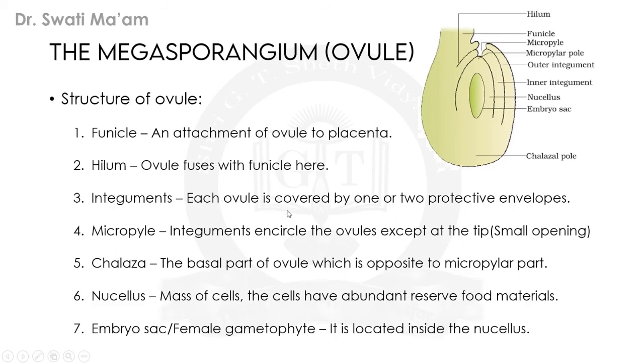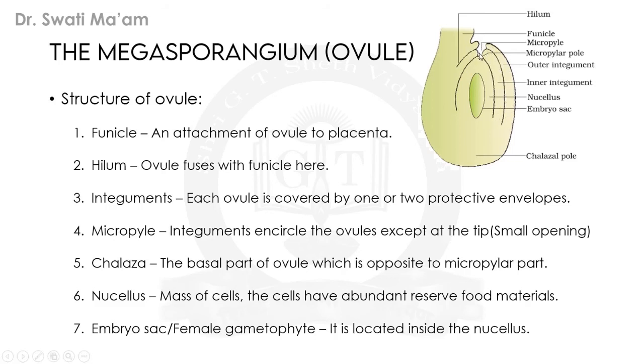Next is integuments. Each ovule is covered by one or two protective envelopes. It may differ; sometimes one protective envelope is present, sometimes it is absent also. But in the ideal condition, we are discussing two protective envelopes. These envelopes are known as integuments. Here, this is one and this is another: the outer integument and the inner integument.